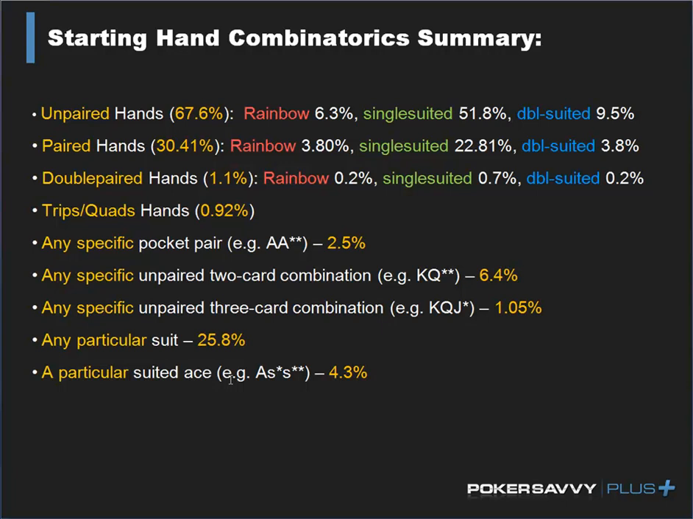First of all, any specific pocket pair is going to be dealt 2.5% of the time. So aces, kings, etc. That particular piece of information is important for analyzing people's opening range and 3-betting and 4-betting range frequencies. One of the key questions to ask about somebody's 3-betting or 4-betting range is what percentage is aces, and you need to know that 2.5% of all hands are aces in order to make that decision.